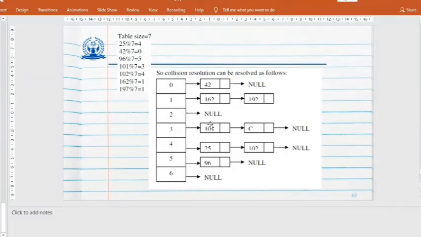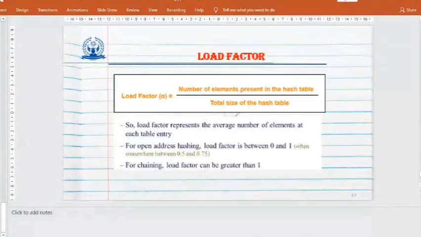The next important factor is load factor. Load factor alpha is equal to the number of elements present in the hash table divided by the total size of the hash table. So load factor represents the average number of elements at each table entry. For open addressing, load factor is always between 0 and 1. For chaining, load factor can be greater than 1.